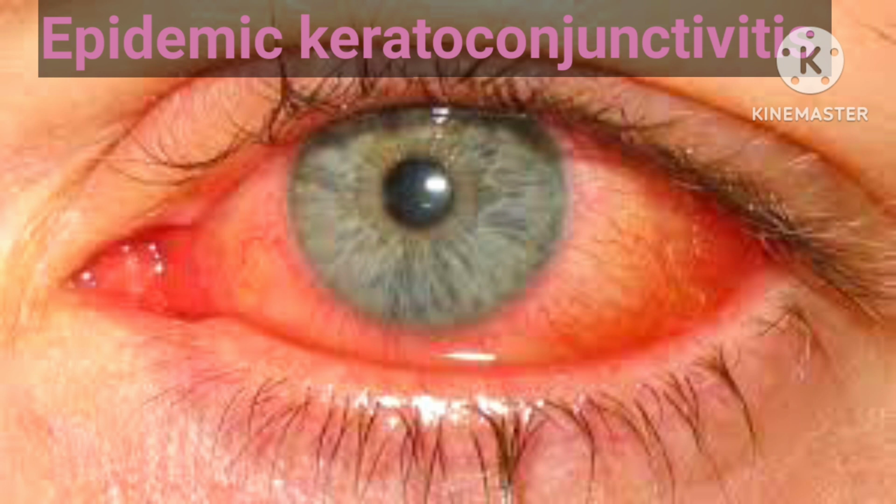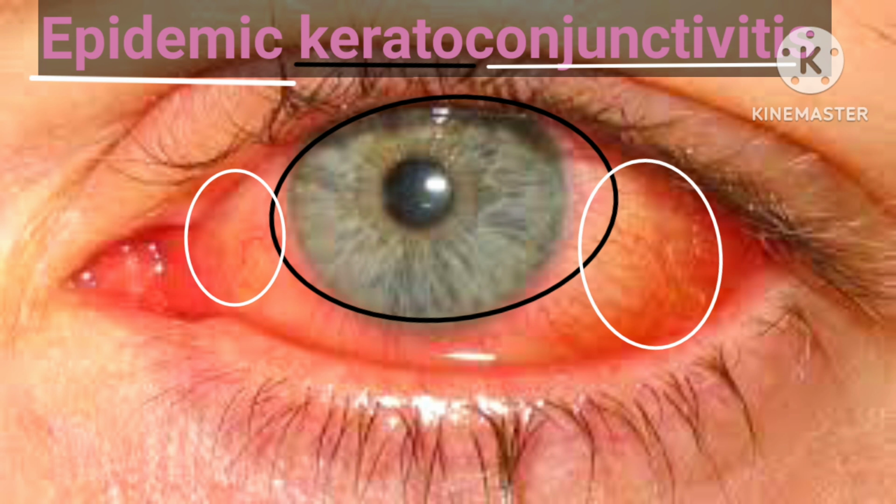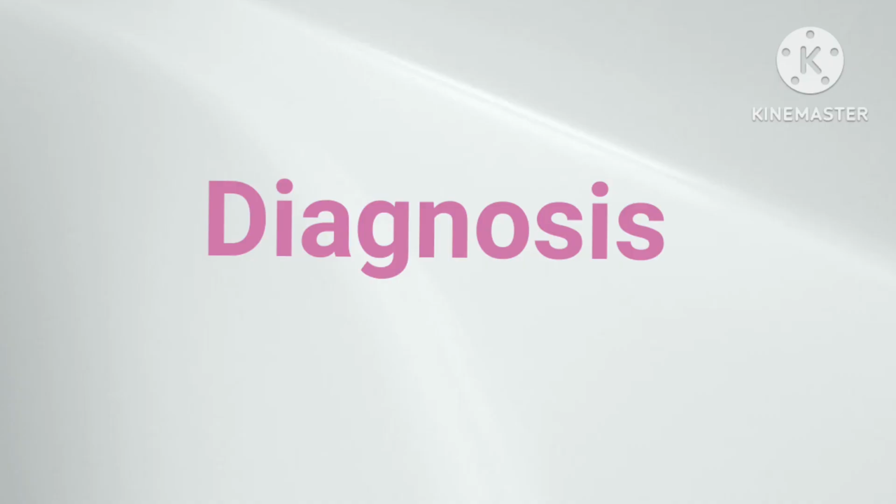It's an inflammation of the cornea and the conjunctiva of the affected eye. As the name implies, kerato meaning it affects the cornea and conjunctivitis meaning it causes the inflammation of the conjunctiva. And the word epidemic means it is a widespread disease.